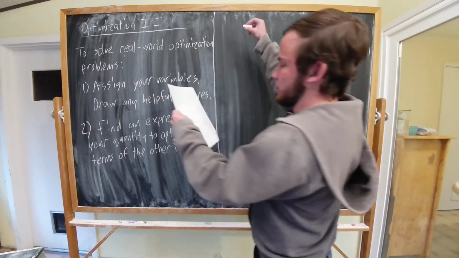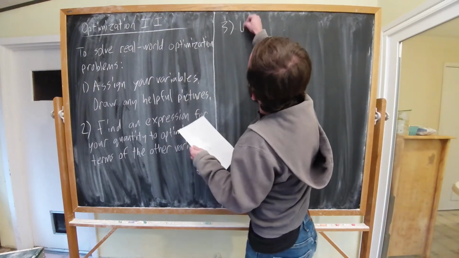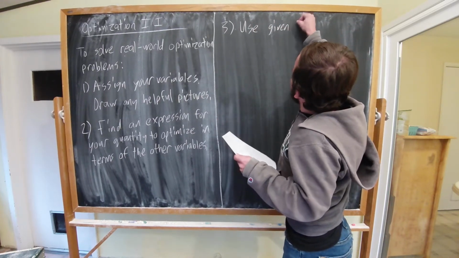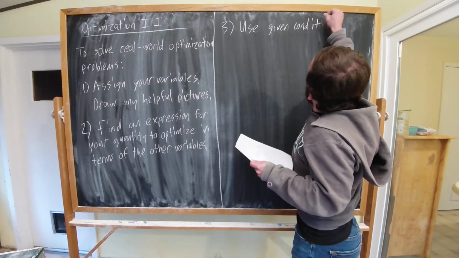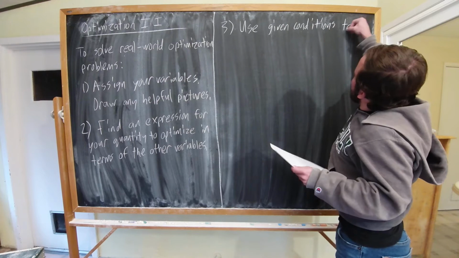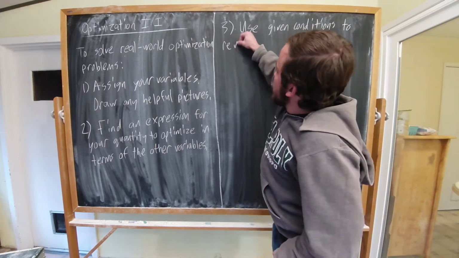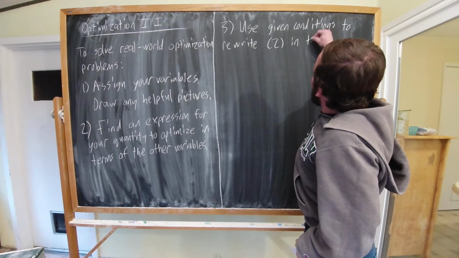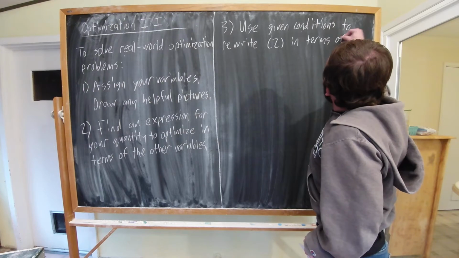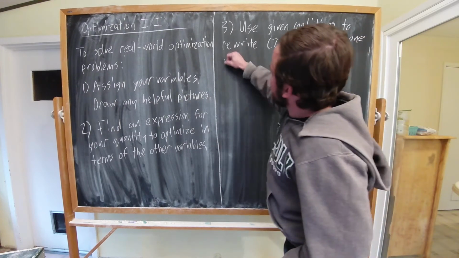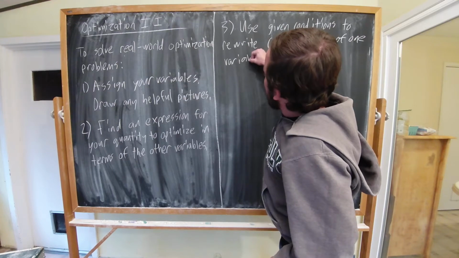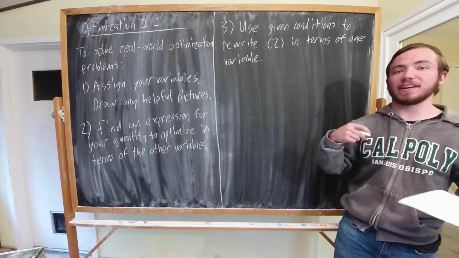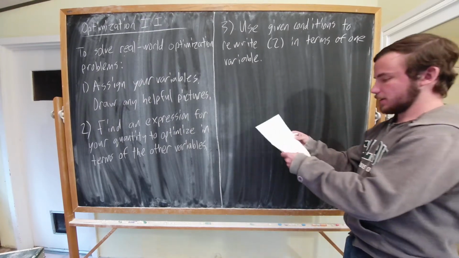And then next, step 3, what you can do is use the conditions that are given to you to rewrite the expression from step 2 in terms of one variable. And now that we have a function in terms of one variable, we can apply all of the optimization techniques that we have talked about so far.